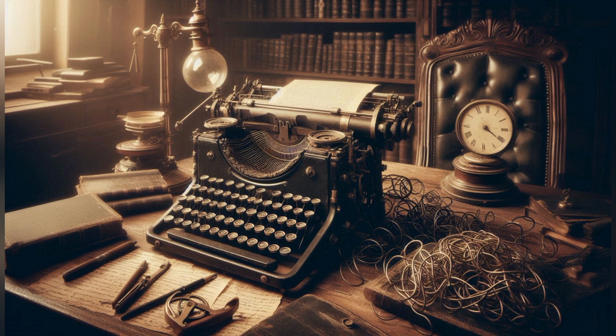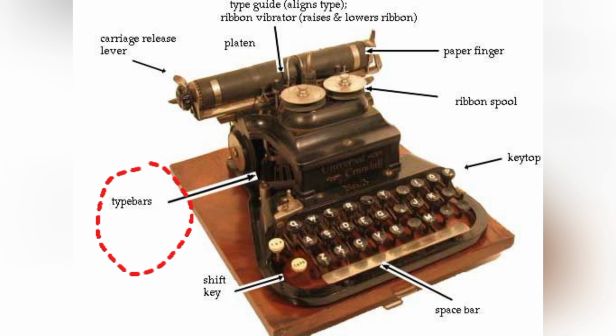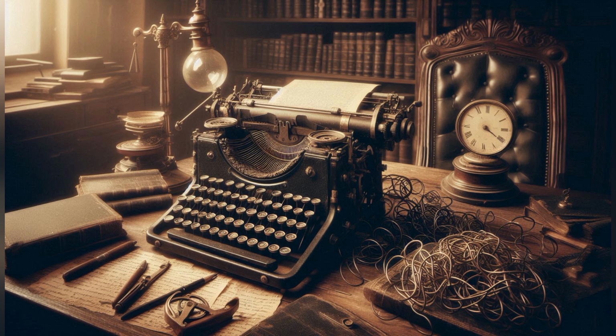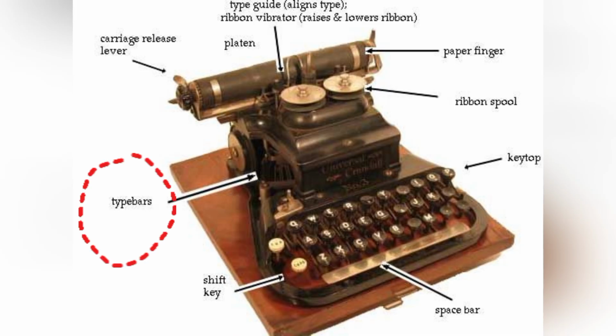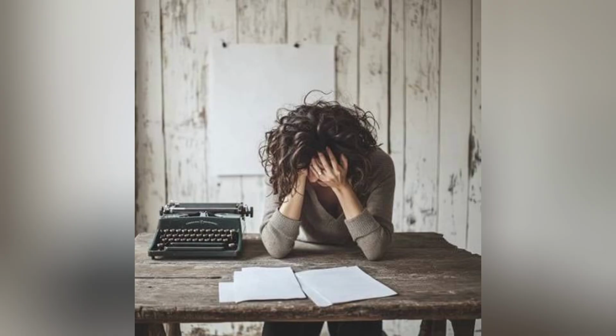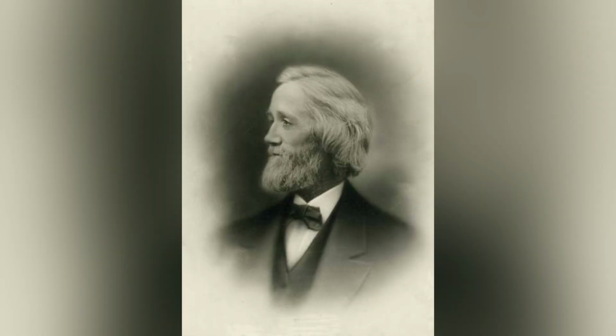Early typewriters relied on metal arms called type bars that struck paper when you pressed a key. If a typist worked too quickly, especially using letters that appeared together often like th or er, the type bars would collide and jam, tangling together and stopping the machine completely. Imagine writing an important document and having to stop every few seconds to untangle metal arms. It was slow, frustrating, and inefficient. Sholes realized he needed a smart fix.